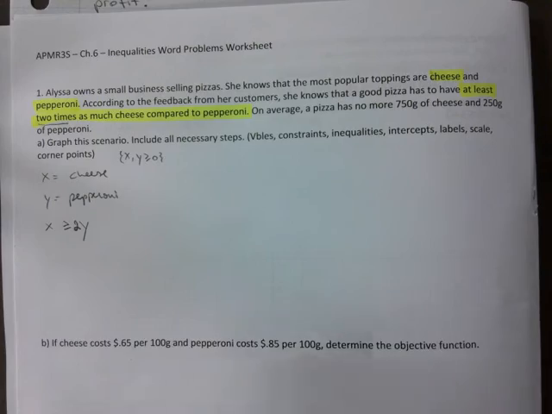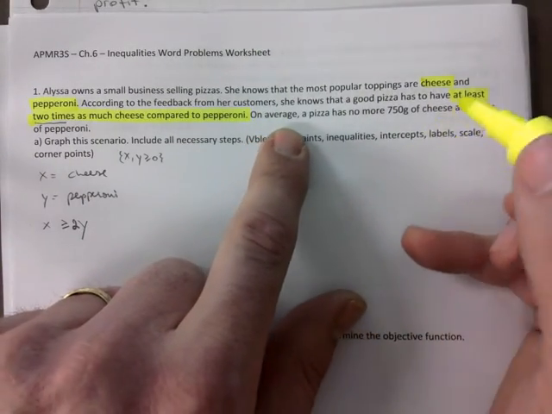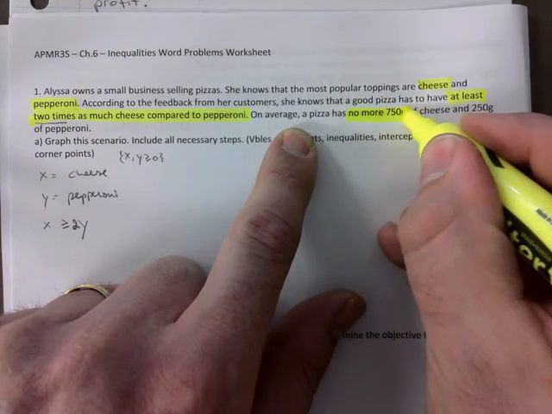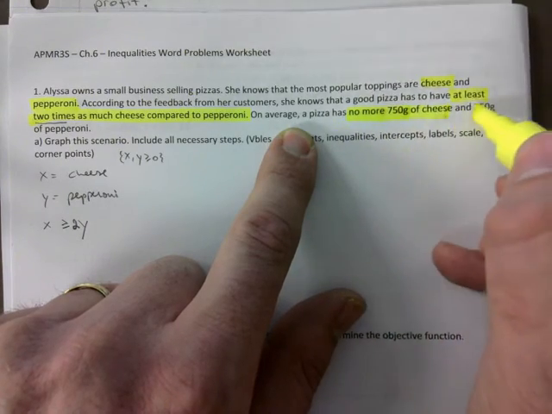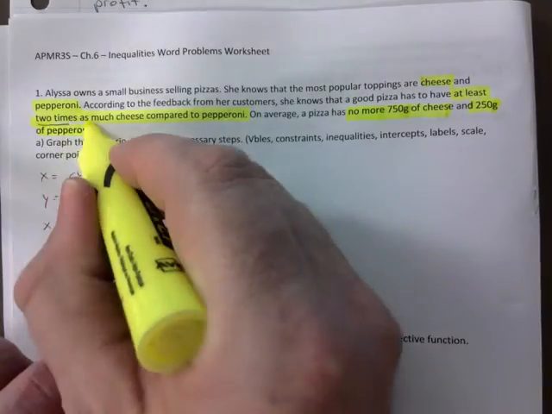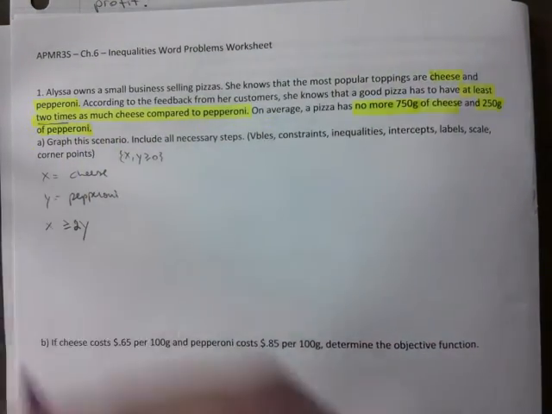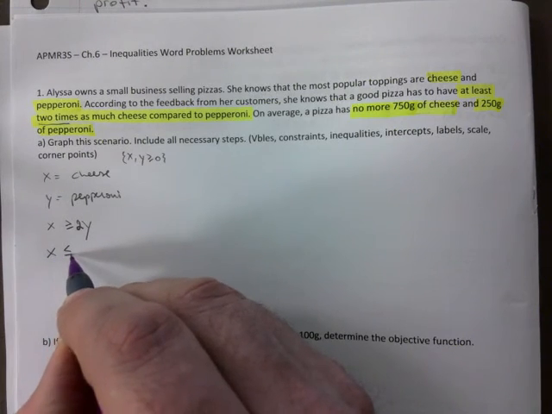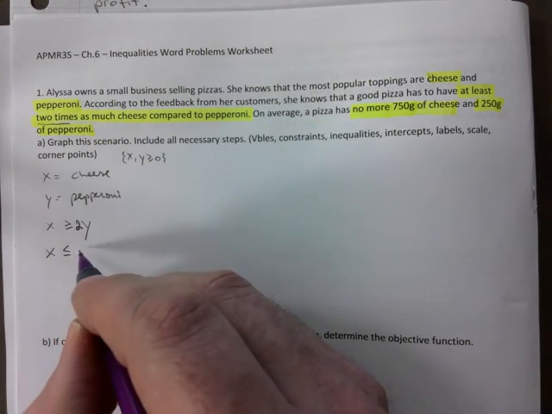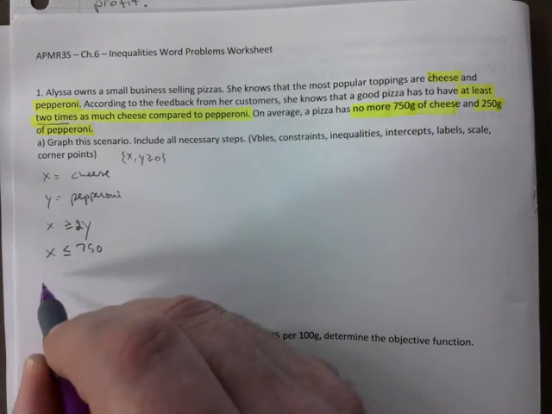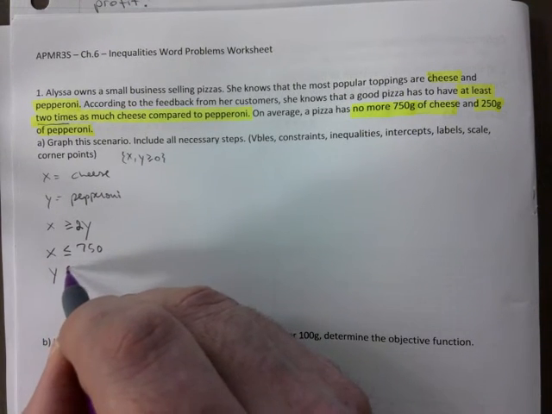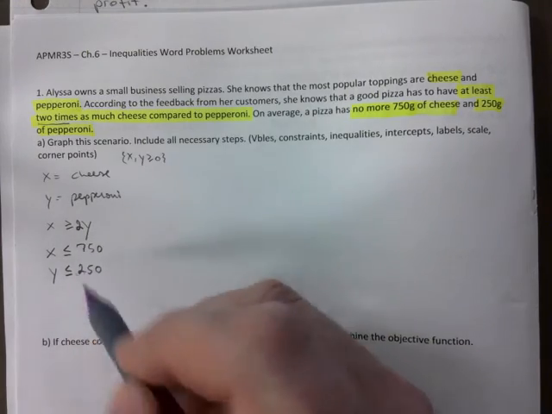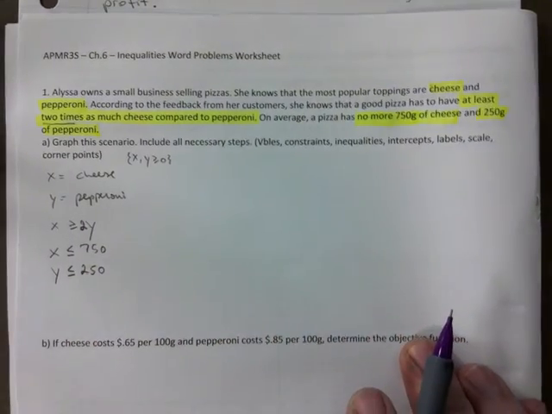I keep reading, right? On average, a pizza has no more than, there's that keyword, no more than 750 grams of cheese and 250 grams of pepperoni. So we'll talk about cheese: no more would be saying up to 750 grams, and y has to be less than or equal to 250 grams. So these are my 3 inequalities present in this case. Okay.